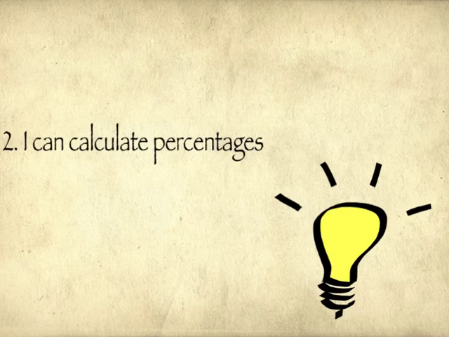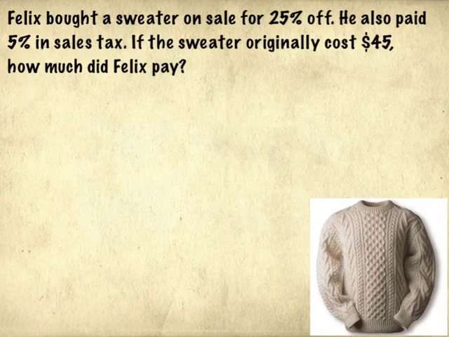Next, let's review how to calculate percentages and use that to solve a problem. So Felix bought a sweater on sale for 25% off. He also paid 5% in sales tax. If the sweater originally cost $45, how much did Felix pay? So the first thing I need to figure out is what was the sale price of this sweater. So the original cost was $45, and he got 25% off. So what is 25% of 45?